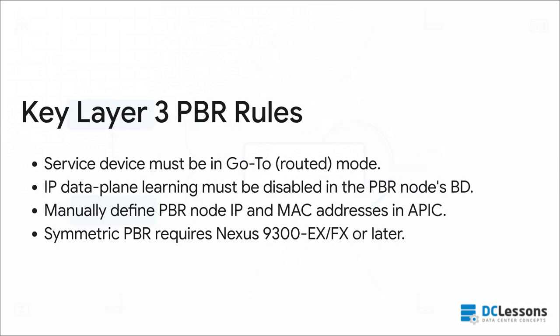Now, for Layer 3 devices, like a typical firewall, things get a little more specific. The device has to be in what's called go-to mode, which is just a fancy way of saying it's acting like a router. You also have to turn off data plane learning on its bridge domain. And, this is critical, you have to manually tell the APIC controller what the IP and MAC addresses of that firewall are. You're basically giving ACI a roadmap directly to the service device.